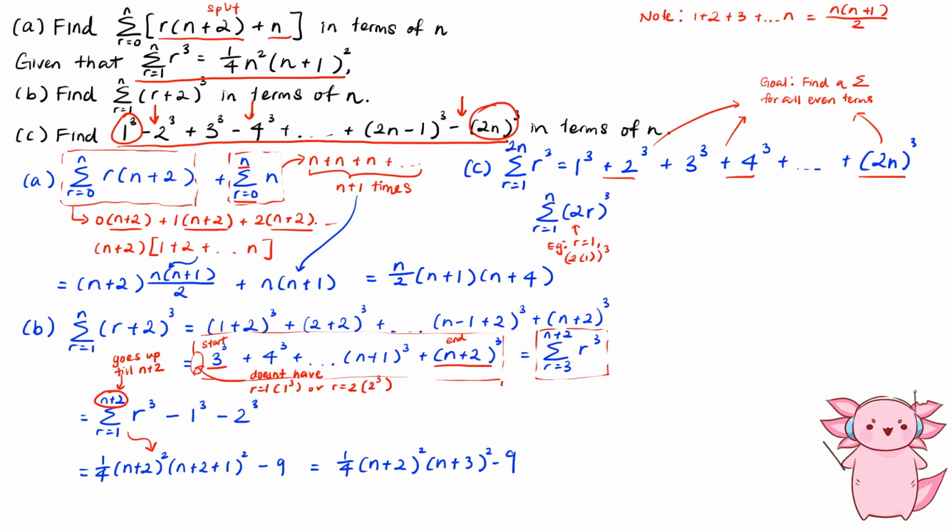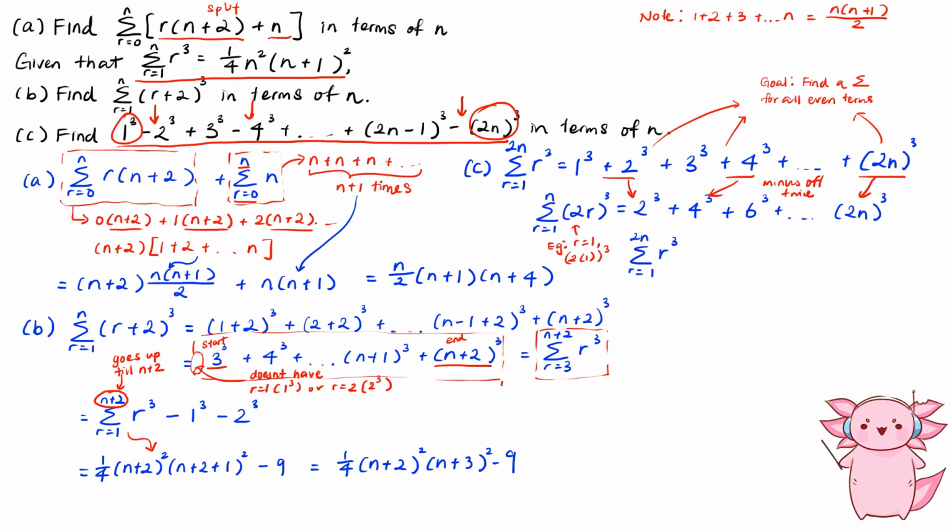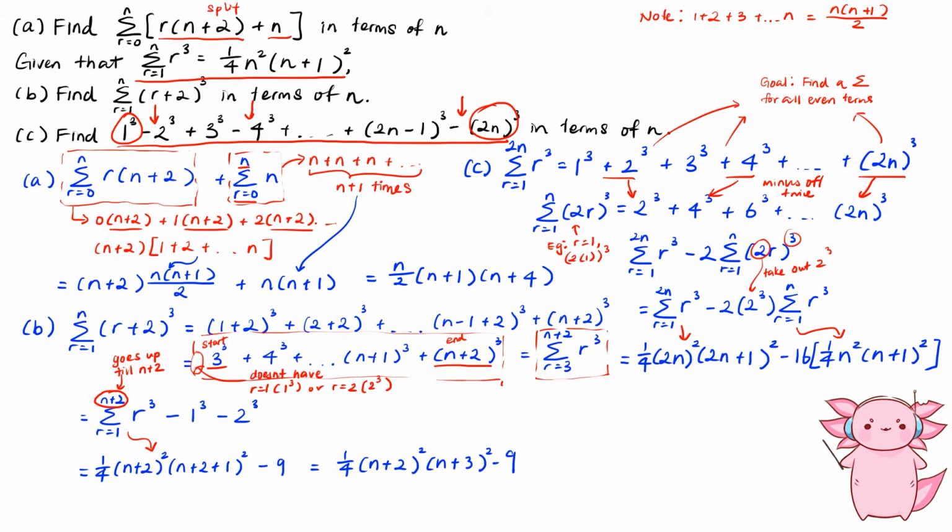but notice that if we sum the whole bracket of 2r cubed instead, we can get all the even terms from 2 cubed all the way up to 2n cubed. The magic happens when you see that this summation minus 2 times this summation will just give us the answer. So we factorize out the 2 cube here and replace n with 2n for this summation, and we can get our final answer.